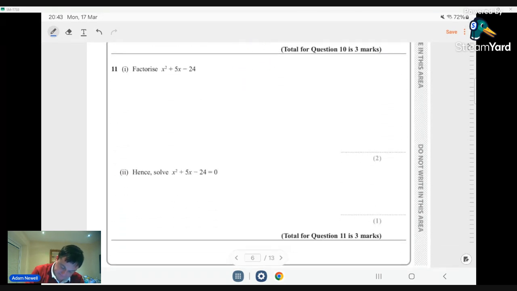Question number 11. Two numbers that multiply together to equal negative 24, so they've got to be a plus and a minus. The numbers that multiply together to equal minus 24 and add together to equal 5 are 8 and minus 3. Solving it then, I get x is equal to negative 8 and x is equal to positive 3.